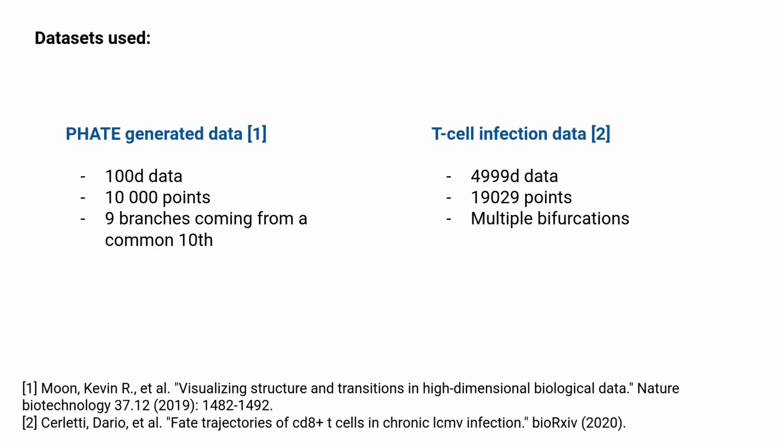Now that we have seen how the method works, let's take a look at the datasets that we used to validate our findings. First, we use a synthetic dataset generated with the Fate library that consists of 10,000 points in 100 dimensions. And the inherent topology of the data is that we have 9 branches coming from a common 10th one. Then we also validate our results with a real dataset, which comes from the T cells that were studied during an infection in a mouse. This consists of 19,000 points in 5,000 dimensions. The topology that we are expecting to see is multiple bifurcations.